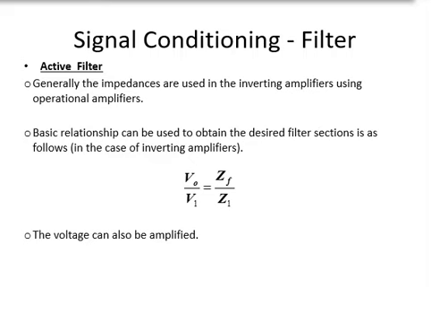Active filter. Generally, the impedances are used in inverting amplifiers using operational amplifiers. The basic relationship that can be used to obtain the desired filter section is as follows: V0 over V1 equals ZF over Z1.